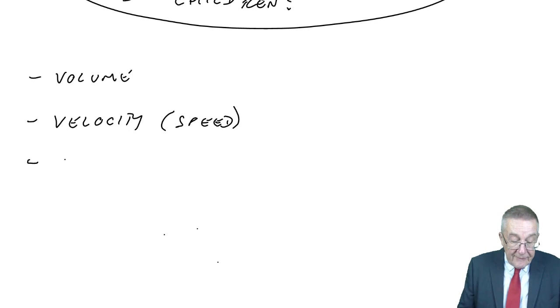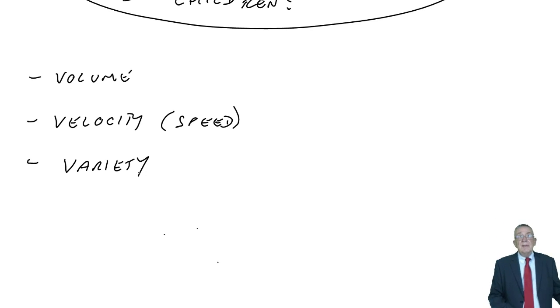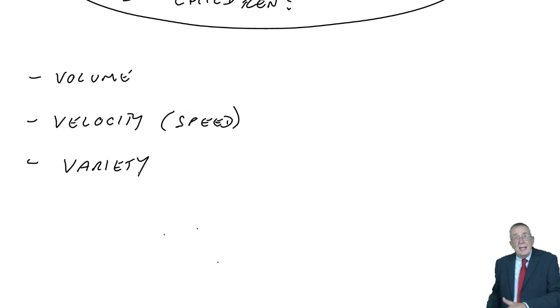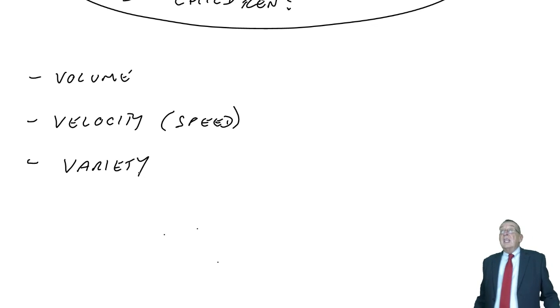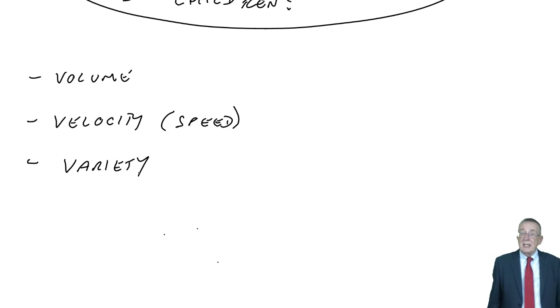And finally, variety. That's just talking about all the different types of information. As I was referring to earlier, do you pay cash or do you pay credit card? Do you have children? Don't you have children? And so on. A huge amount of different bits of information about our customers.